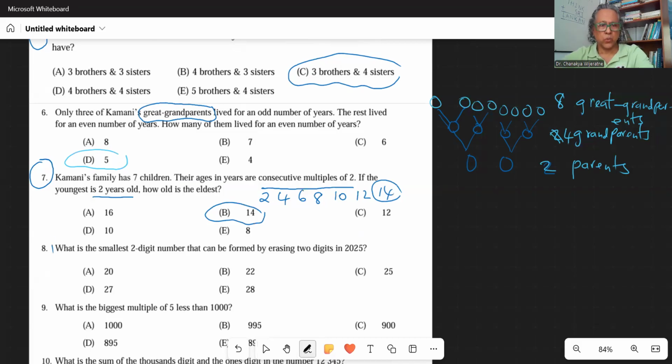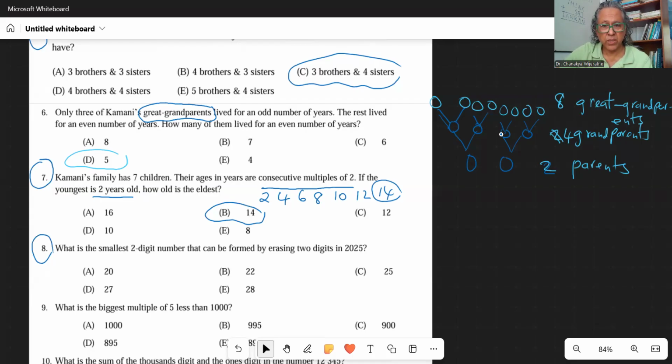Number 8. What is the smallest two-digit number that can be formed by erasing two digits in 2025? Now, usually in Olympiad questions, the problem setters like to set questions on the year, the number that represents the year. So you can erase two digits and then you get a two-digit number. Which one of them is the smallest?